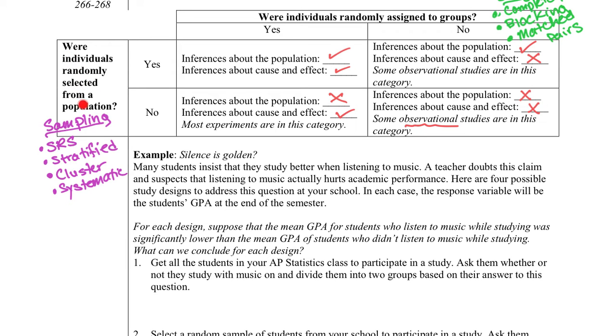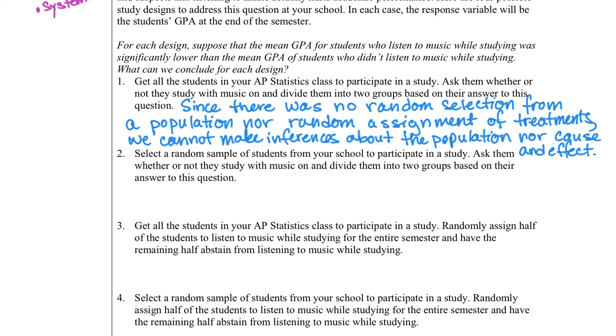Were individuals randomly selected from a population? Well, no, I don't see any randomization. It just says get all the students in your AP statistics class. No random selection. Okay, so right now we've got no. And our second one is, were individuals randomly assigned to groups? No, we did it based on their answer to a question.